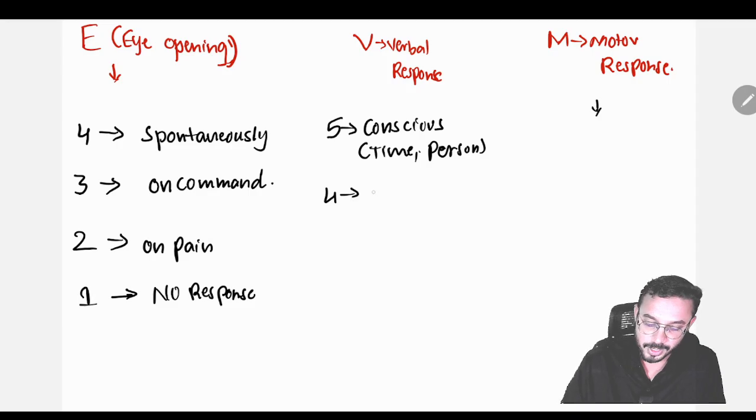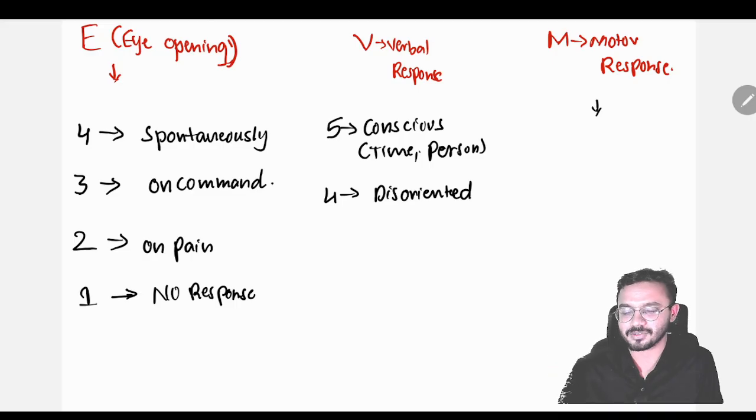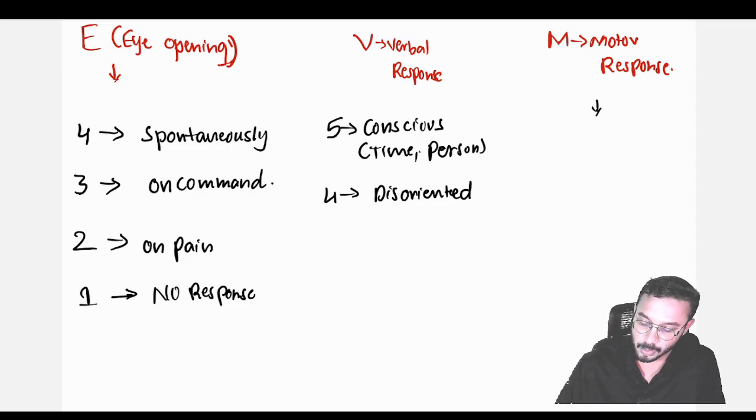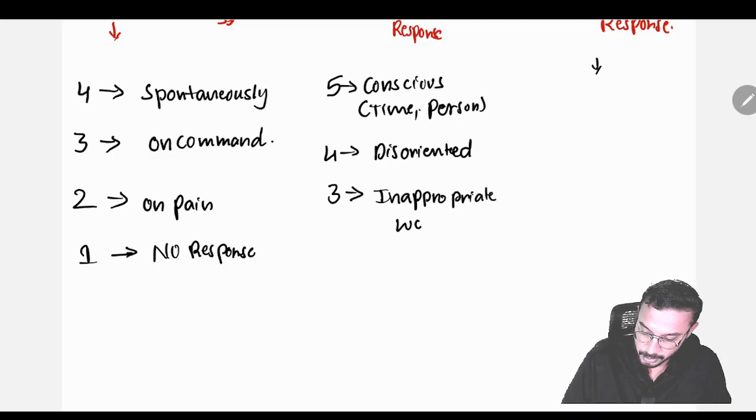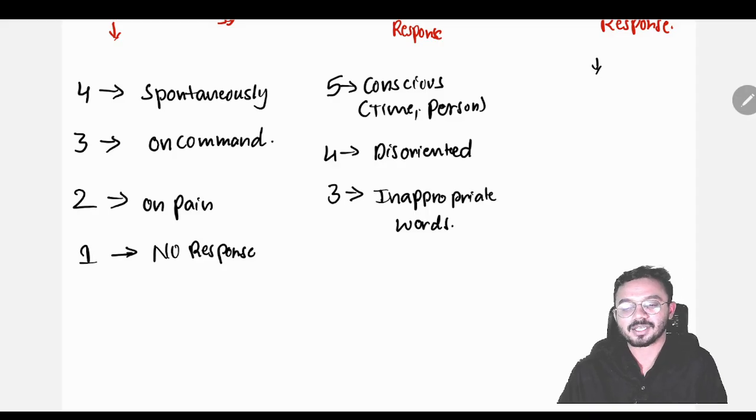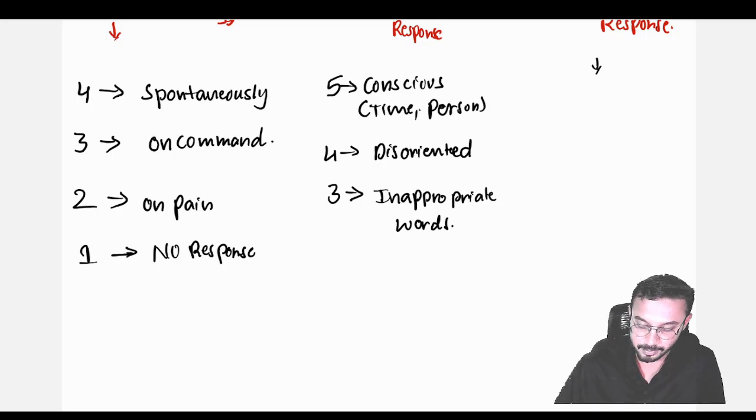And score 4 is disoriented. He is disoriented to time and place, telling something else. If you ask the time, he tells something unrelated, so he is not oriented to time and place. That is disoriented. And score 3 is inappropriate words. If you ask the patient his name, he will say things like Bangalore, Mangalore, Hyderabad, Delhi, Mumbai, Rajasthan, Jaipur. You ask the name and he tells something else. That is inappropriate words.